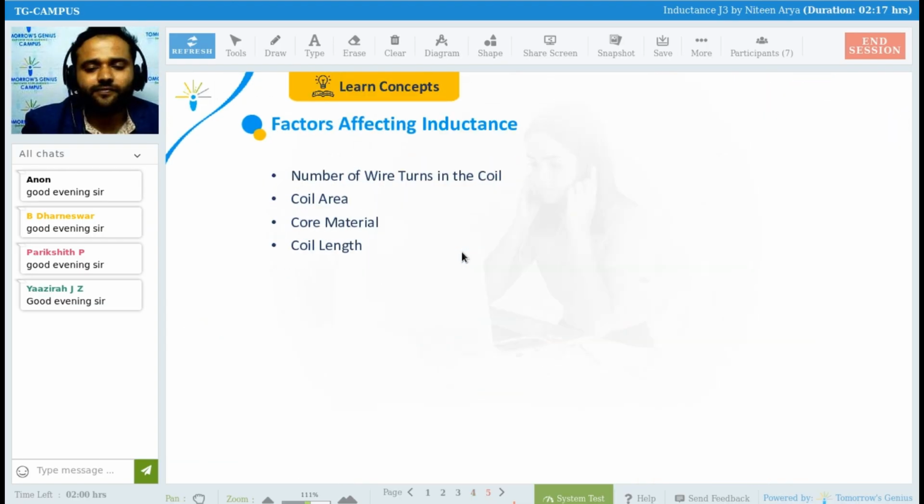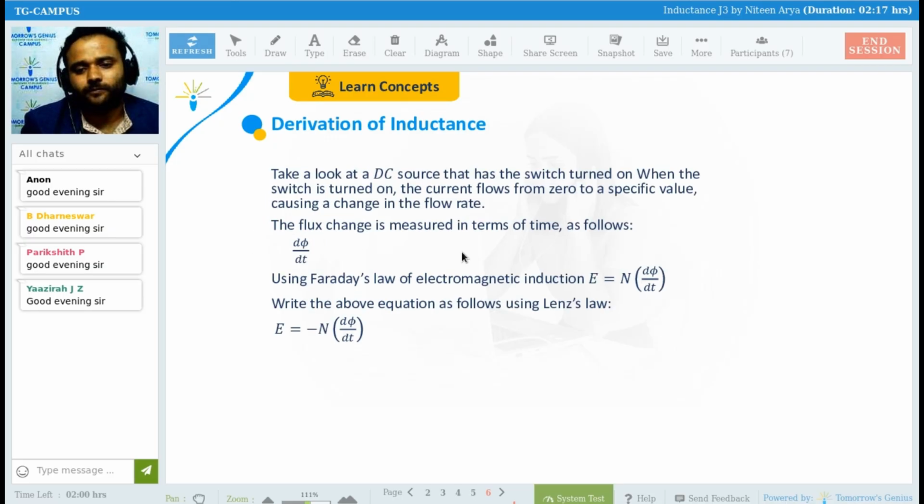Okay. Factors affecting the inductance of any particular coil: the number of wire turns in the coil, coil area, coil material, coil length. Okay. Derivation of inductance. Now we are going to define the inductance. What is inductance? So take a look at a DC source circuit that has a switch turned on.